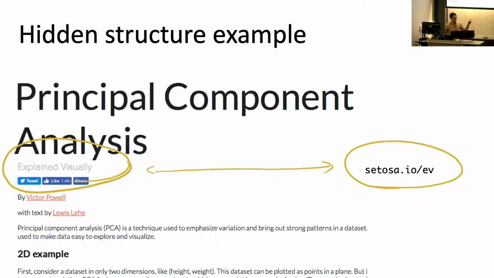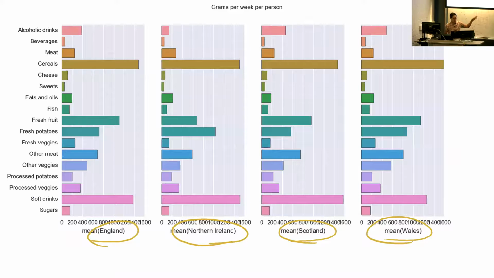I don't know if any of you have seen this Explained Visually website? It's a cool website that discusses various topics, including some simple topics in data analysis and linear algebra, through visual examples. And in the description of PCA, you're given this particular data set.